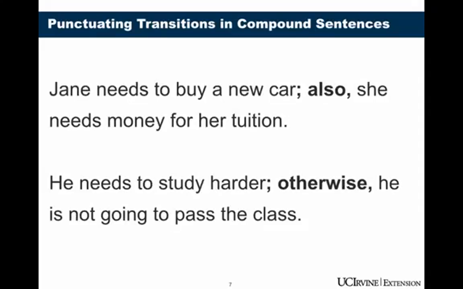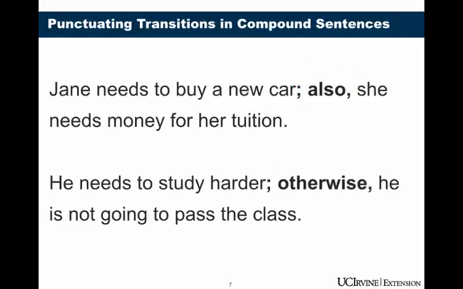Let's look at a couple more examples. Jane needs to buy a new car; also, she needs money for her tuition. Also is another transition word, and it's joining two sentences, so we put a semicolon in front of it and a comma after it.